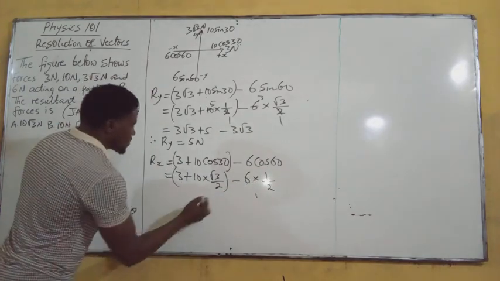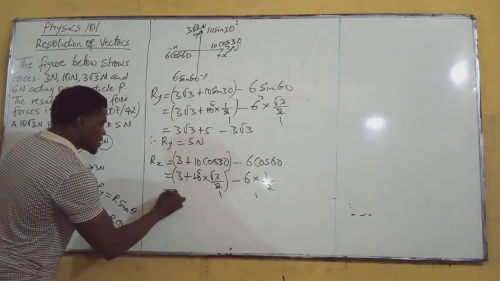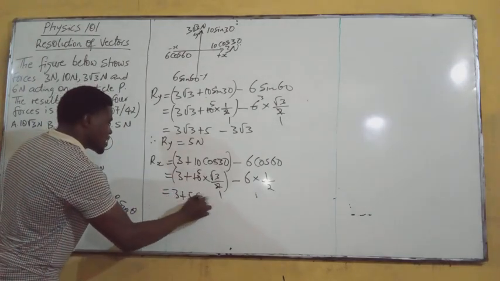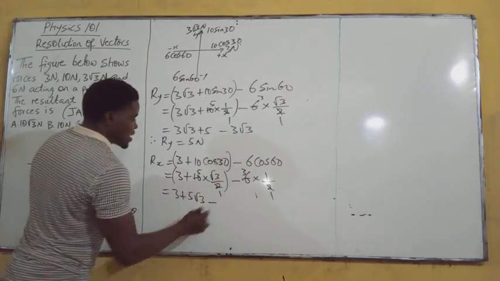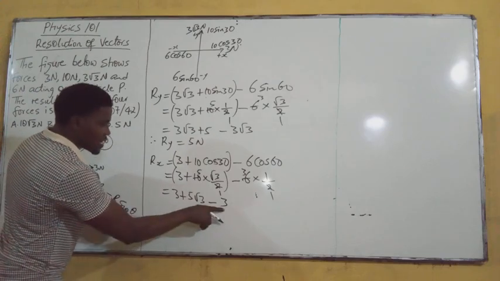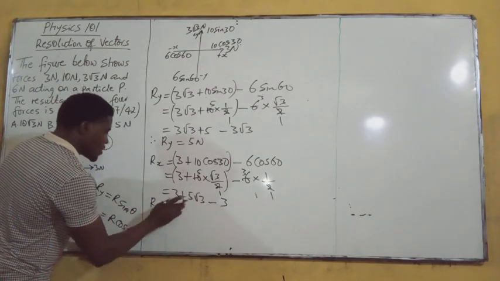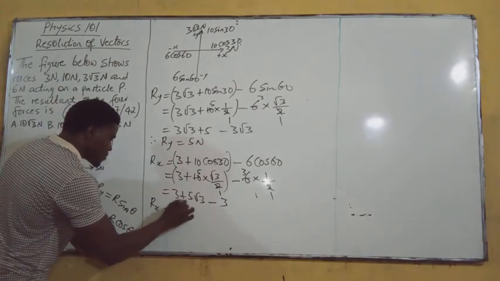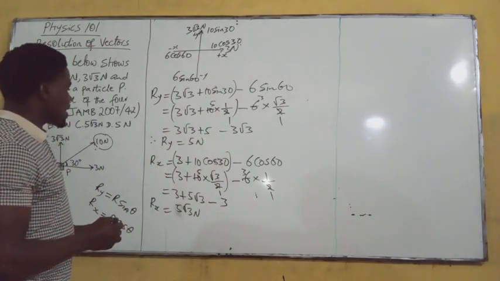Then cancelling out, I have 2 in itself is 1, into 10 is 5. So I'm having 3 plus 5 root 3 minus 2 in itself is 1, into 6 is 3. Then what do I have? 3 minus 3 is 0. So what I have here is that Rx is equal to 5 root 3 Newton.